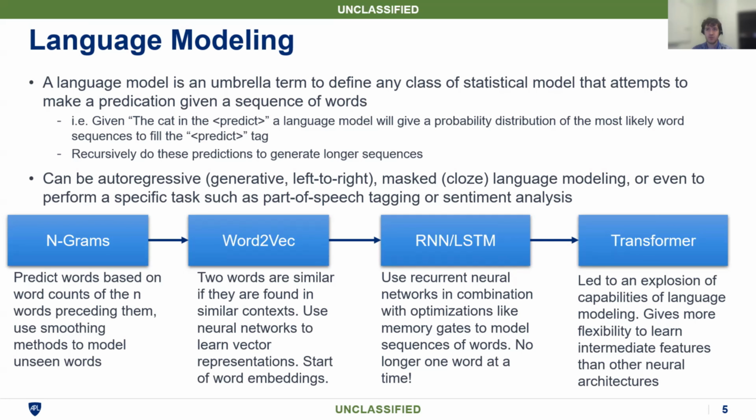Sort of to give a history of it, we started with n-grams. So n-grams is the very simple approach of predicting words based on word counts of the n words preceding them, and then using smoothing models to model unseen words. So this is the very naive approach, where you can just treat everything as like rolling a die, and as long as you can see the three words in front of it, you can predict what the fourth word is going to be. This works okay. It generates realistic-ish text sometimes, especially at higher n-gram counts, such as 4 and 5. But it has a lot of issues.